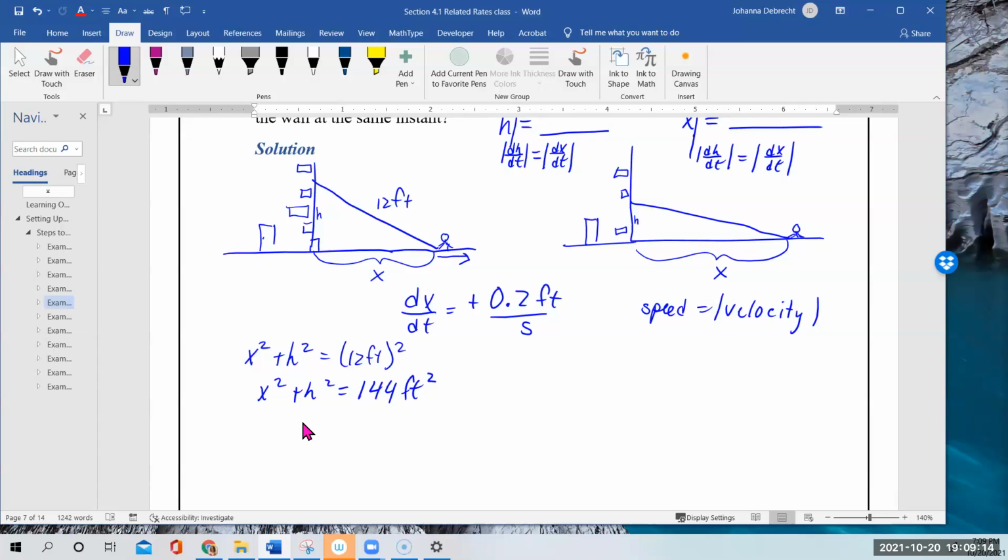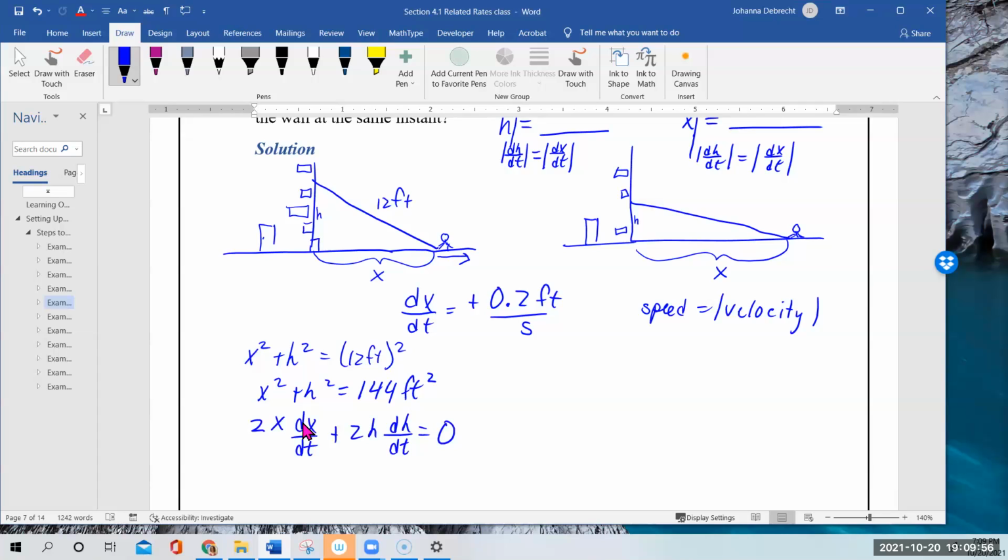The next thing to do is to take the derivative of both sides using implicit differentiation. Remember that x and h are both changing with respect to time. The next thing that I'm going to write is the derivative of the left, which is 2x dx/dt plus 2h dh/dt, which is equal to 0. Why 0? Well, 12 feet squared, which is 144 square feet, is a constant. And when you take the derivative of a constant, you get 0.